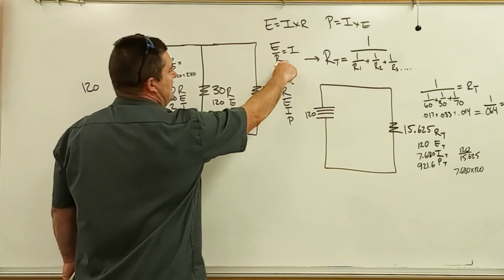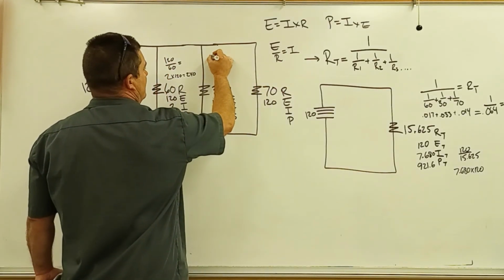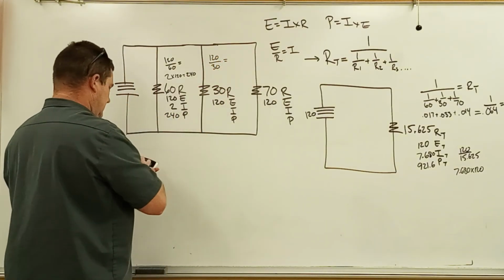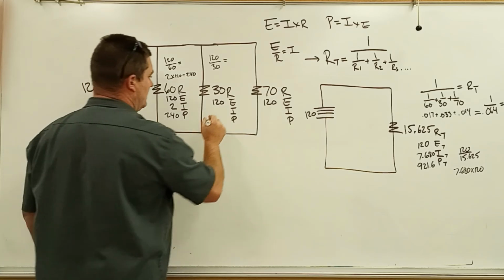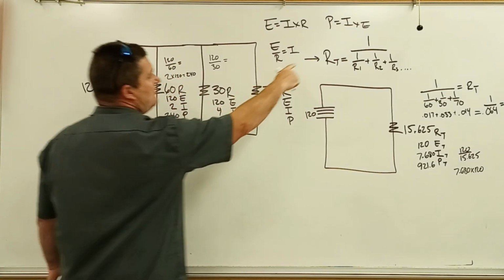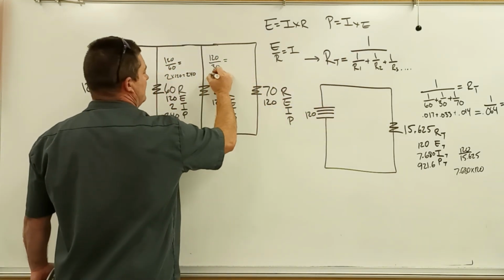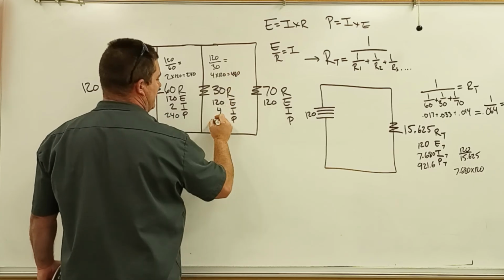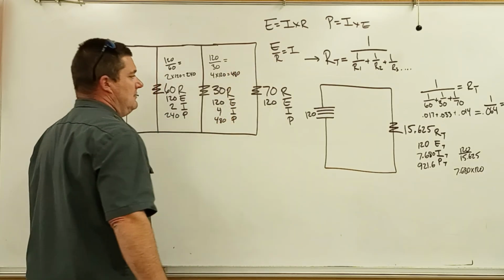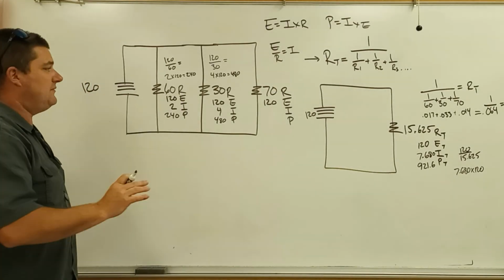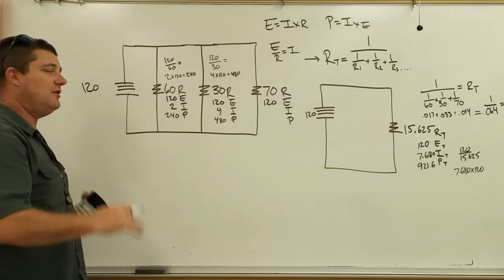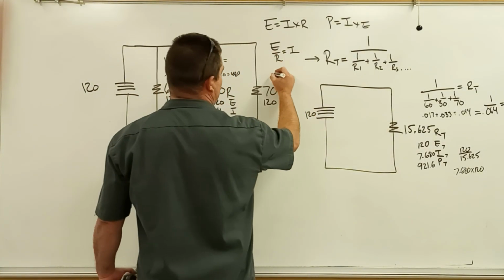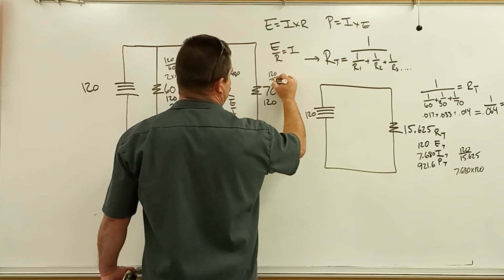Same thing here. E divided by R equals I. 120 divided by 30, 4. And P equals I times E. 4 times 120, 480. And then now, you just solve for the last one and we can start checking all of our work. To find I, E divided by R equals I. 120 divided by 70.